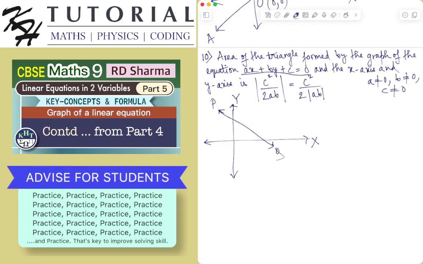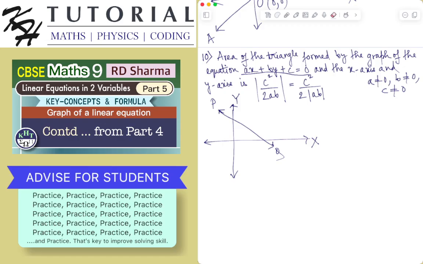Now it could be something like this. Let's not discuss the other orientations of the graph of this straight line ax plus by plus c. The concept is that depending on the constants a, b and c, the line of the equation will intersect the x-axis and y-axis either on the positive side or on the negative side. In this example, I am assuming that the graph of the given linear equation is intersecting the y-axis and the x-axis on the positive side.